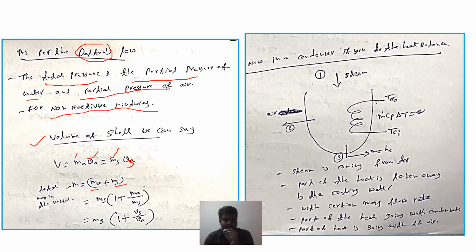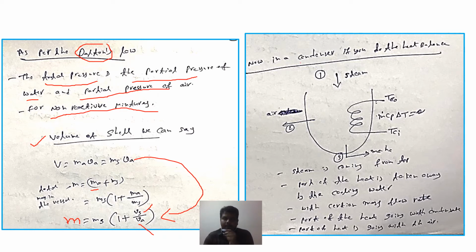But the same equation we can write in terms of specific volume using this equation. Finally, the total mass in the vessel, or shell, both are the same, equals mass of steam into 1 plus specific volume of steam divided by specific volume of air.